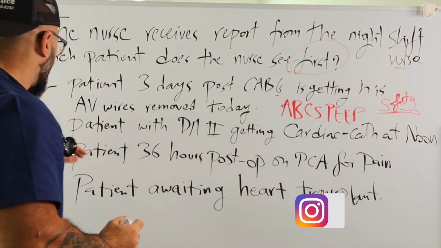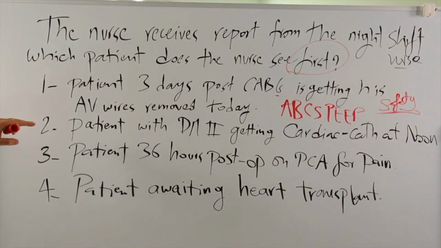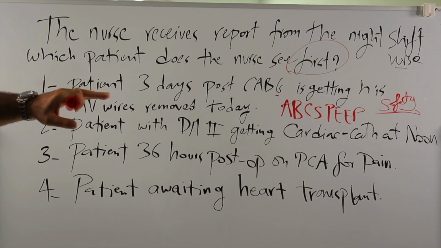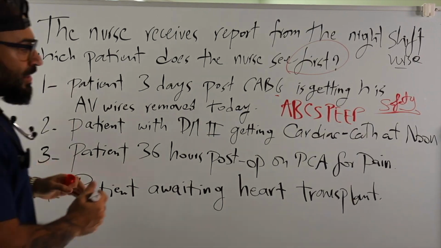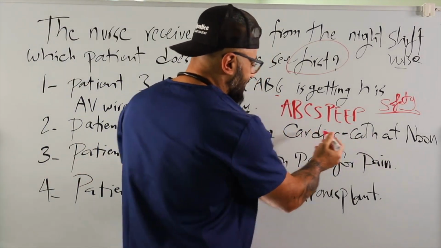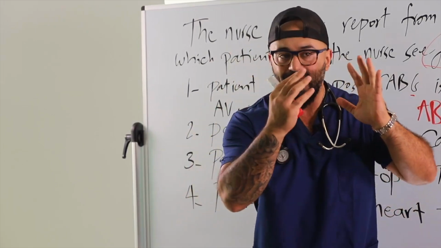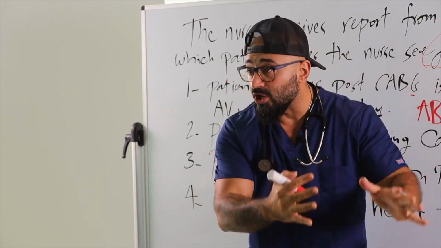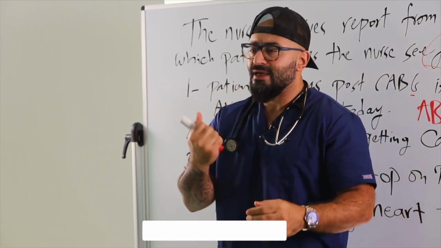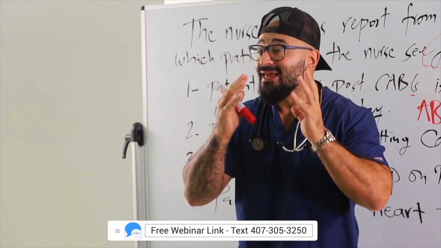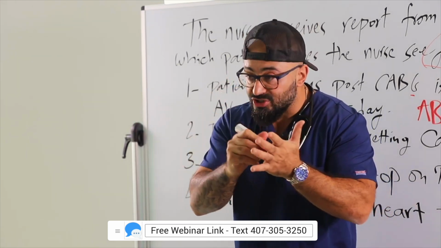All right, let's move to the other one. The second patient is a patient with diabetes mellitus type 2 getting cardiac catheterization at noon, all right? So this patient also falls at safety. This patient has a heart problem, right? Maybe he had a myocardial infarction or angina, and they did an echocardiogram, and they did all the cardiac tests, and found out that his coronaries are blocked.